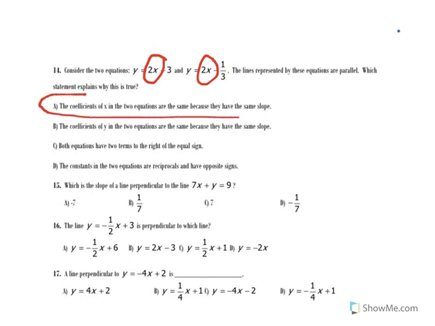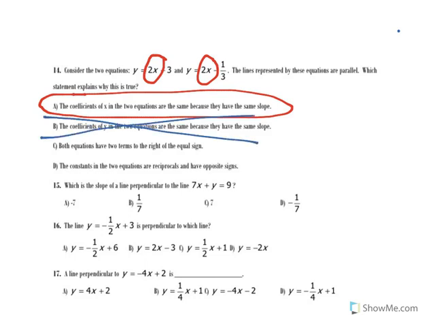But just to make sure that we don't have any other true answer choices, it says B, the coefficients of y in the two equations are the same because they have the same slope. That doesn't make any sense, so that wouldn't be the answer. That would not be true. Both equations have two terms to the right of the equal sign.